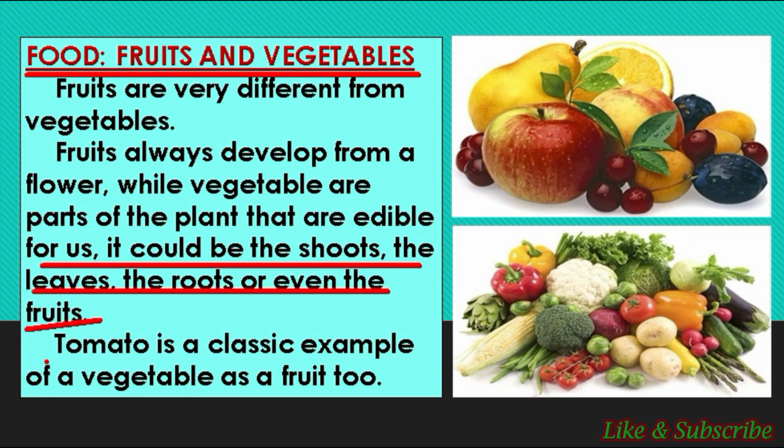For example, if you are consuming tomato, then you are consuming the fruit part of a plant. In the same way, if you are consuming potato, then you are consuming the stem part of a plant. And if you are consuming cauliflower, then you are consuming the flower part of a plant. And if you are consuming radish or carrot, then you are consuming the root part of a plant.